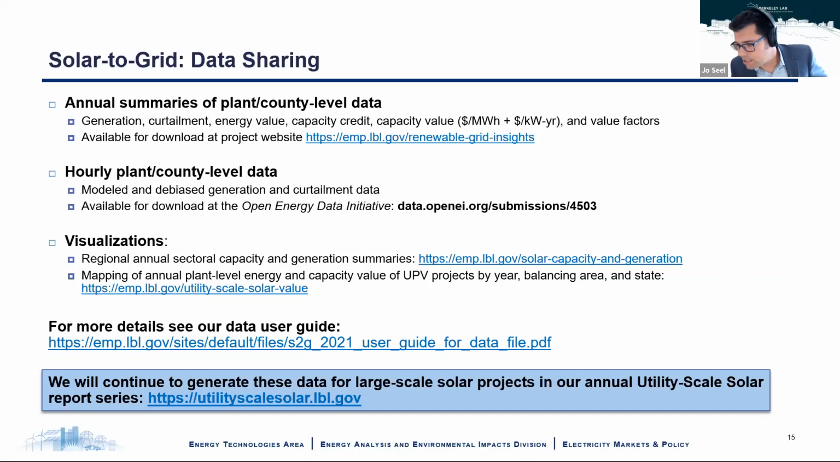In addition to that, we have visualizations. In the interest of time, I may skip that because we're running a little late, but you can go to our website and click on visualizations on the right, and then find one for regional annual capacity and generation summaries by sector, and another one that is a map where you can look at plant level energy and capacity value for utility scale solar projects, both by year, so you can see how it has varied over the years for each project, but also aggregated on a balancing area, ISO level, or on a state level. And those visualizations will carry over to the utility scale solar data series. This year, we're currently working on an update of this data, and we'll probably publish that in September.